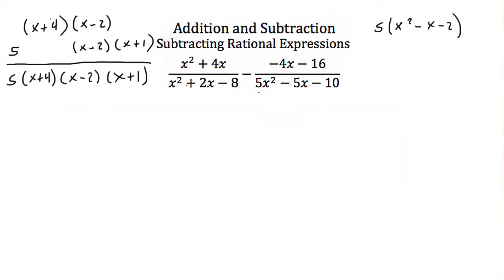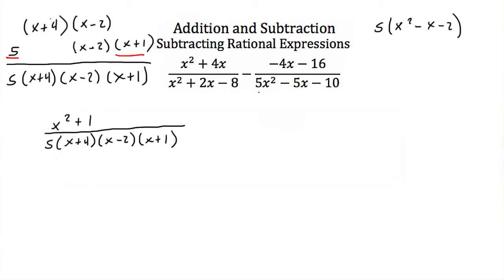And this least common multiple is going to be the common denominator for both of these rational functions. So if we want to get our first rational function to have this denominator, we're going to have to multiply this one by 5 and by x plus 1 in both the numerator and the denominator. If I do this, I'll end up with my common denominator, 5 times x plus 4 times x minus 2 times x plus 1, and this will be over our original expression, x squared plus 4x, multiplied by 5 times x plus 1.